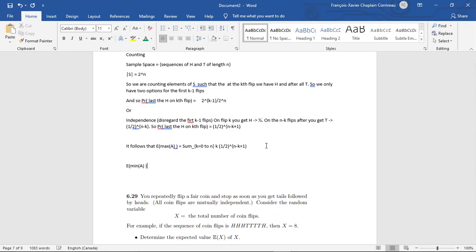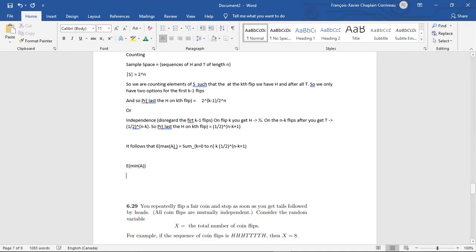Now we look at this other variable, but we do pretty much the exact same thing. What is the range of the minimum?